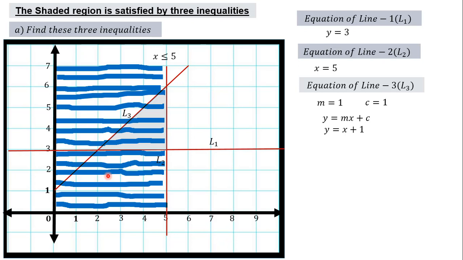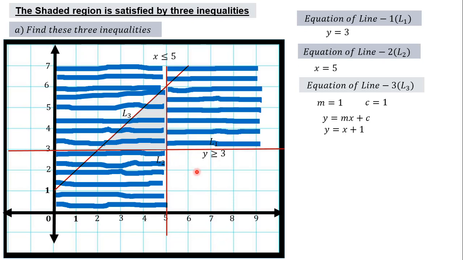Now consider the equation of line L1, which is the horizontal line. The inequality is given as y is greater than or equal to 3. And students, if I take the values of y that are greater than or equal to 3, I will come up with the region above it. This is the whole region which is described by this inequality.